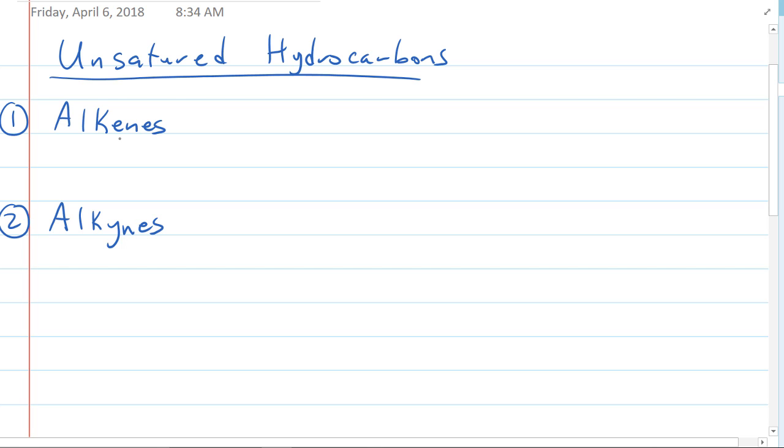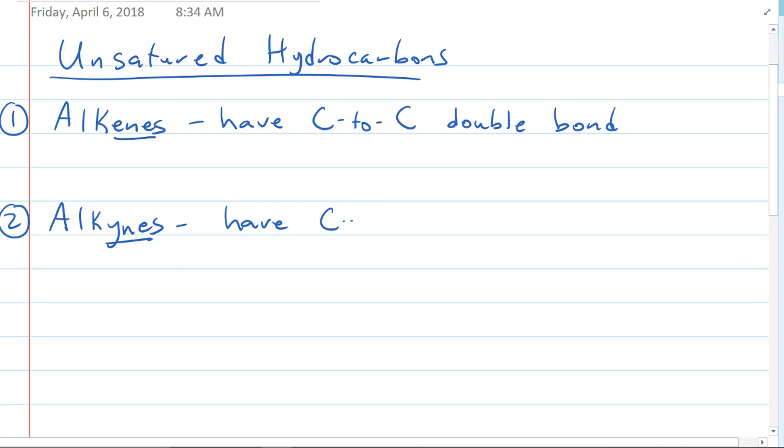The alkenes with an E-N-E suffix, these here have a carbon-to-carbon double bond present in the molecule. And the alkynes with the Y-N-E suffix, these here have a carbon-to-carbon triple bond present in the molecule.